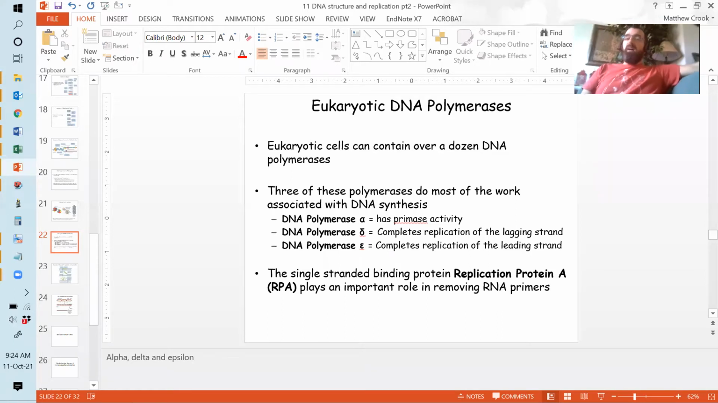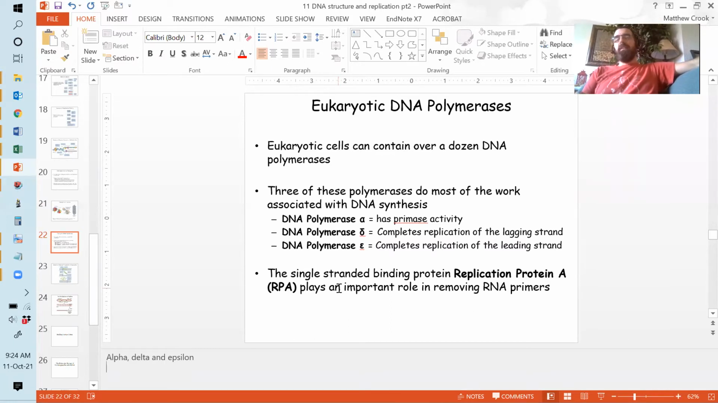All right, anyway, so delta does the remaining part of each Okazaki fragment, which isn't actually all that much if you think about it. They're only 200 to 300 base pairs long in eukaryotes. So once DNA pol alpha has done its job, there's only a couple of hundred bases for DNA pol delta to do. Whereas DNA pol epsilon does the whole of the leading strand, right? So that's a big difference between prokaryotes and eukaryotes, right? The DNA polymerases are much more specialized.